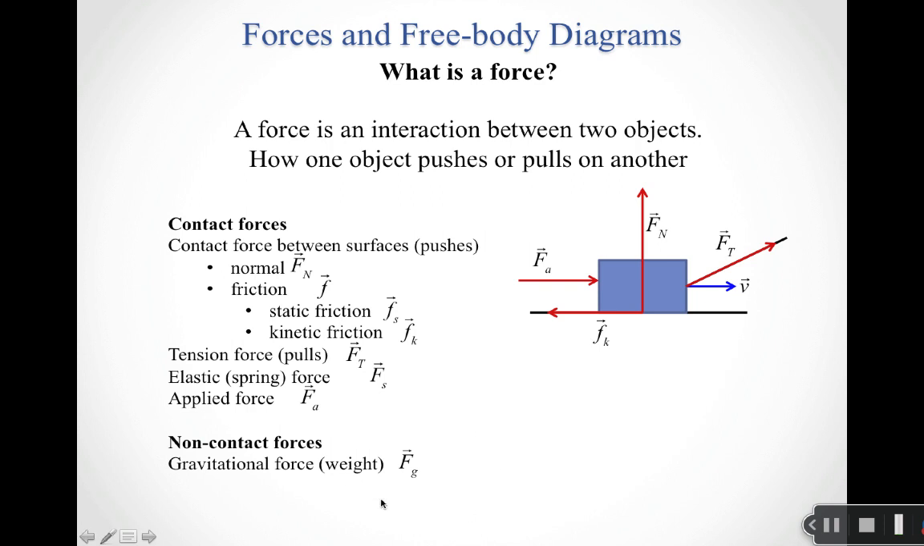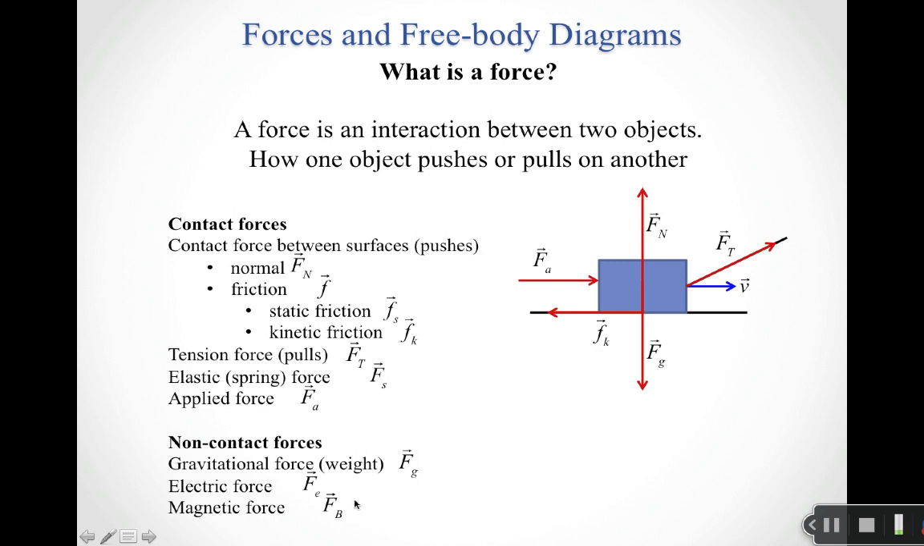So the first one we can deal with is the weight of the box. Again, weight is a force. It's another way of saying the gravitational force. In this case, since we're talking about the gravitational force due to the Earth pulling the box down, I'm going to have a weight force that pulls down.